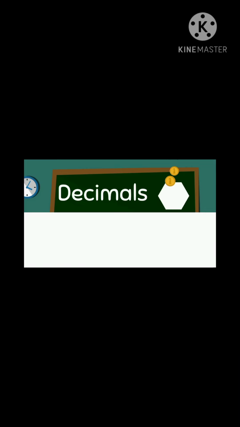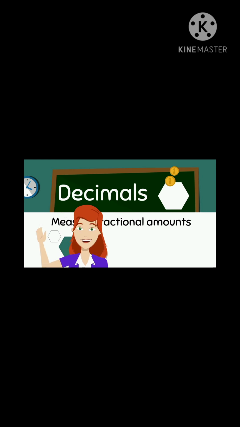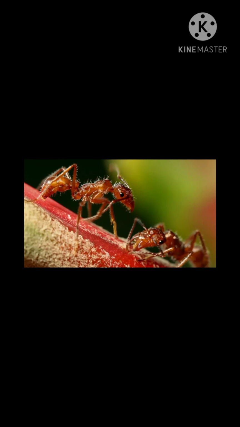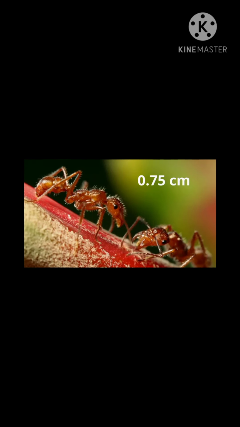Welcome to Moo Math and Science. In this video, let's learn the basics of decimals and how to read them. Decimals are used to measure small amounts. Your hair, for example, is only 0.4 hundredths of a millimeter wide. These ants are only 0.75 hundredths of a centimeter in length.